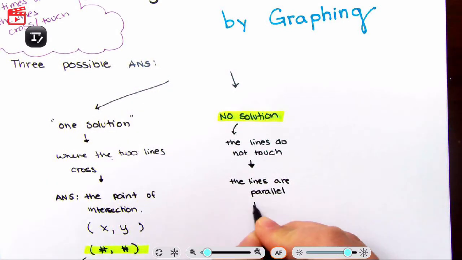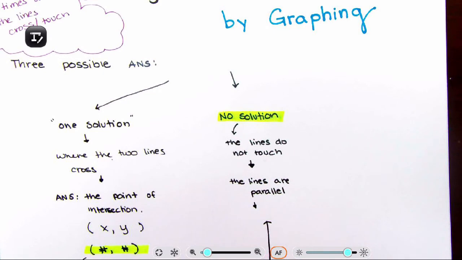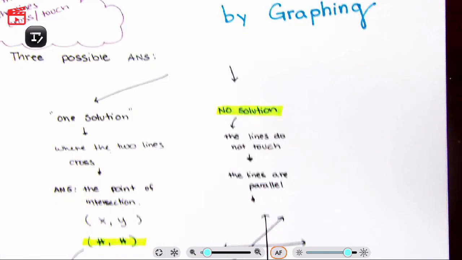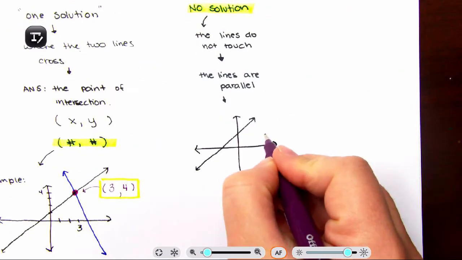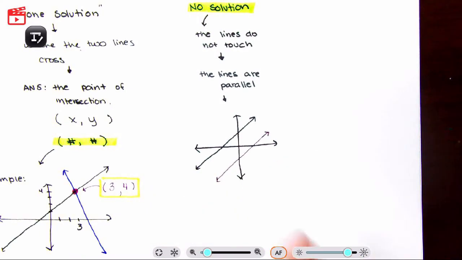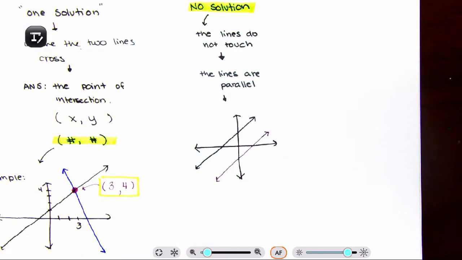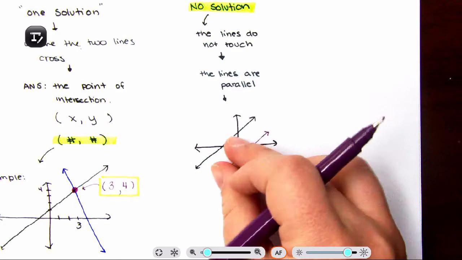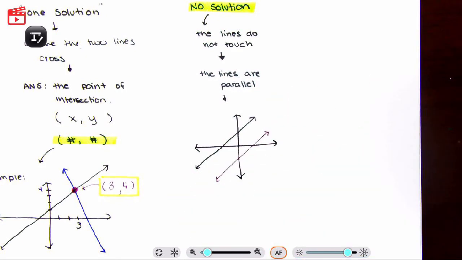So what does that look like? Let's do a quick sketch. Parallel lines have the same slope but different y-intercepts. So you would have maybe something like this: two lines that don't ever touch. Sometimes this can get a little bit tricky because sometimes the lines, if you extend them, can touch. But if they are parallel lines, they will never touch, no matter how zoomed in or out we make it.